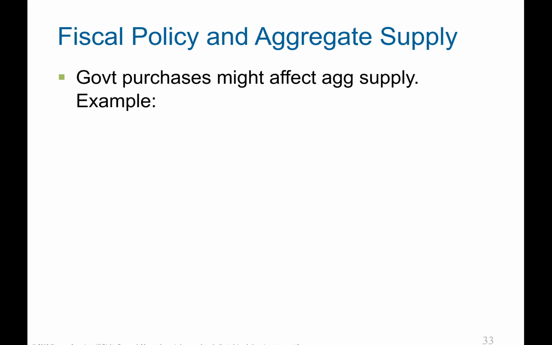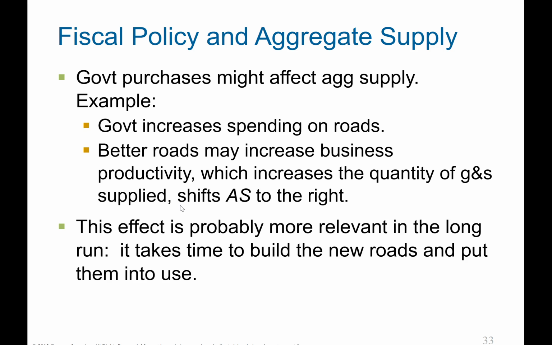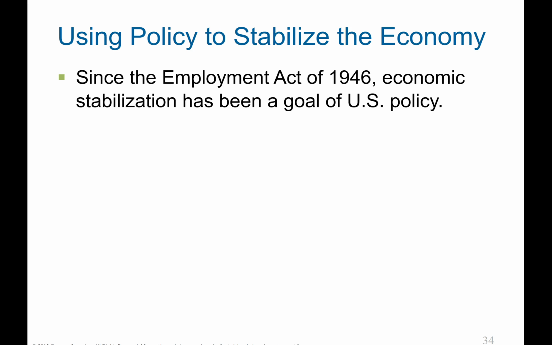Another way the government might affect aggregate supply is through aggregate purchases, or government purchases. Let's say the government increases spending on the roads. Better roads might increase business productivity, and again, that's going to have a positive effect on aggregate supply and shift it to the right. And this is probably more of a long-run effect. It takes a lot of time and planning to build roads and put them into use, but again, that is just one of the theories that says that government can affect the supply side through their policies.